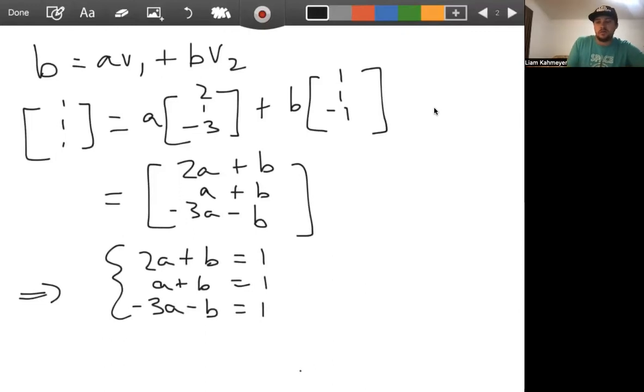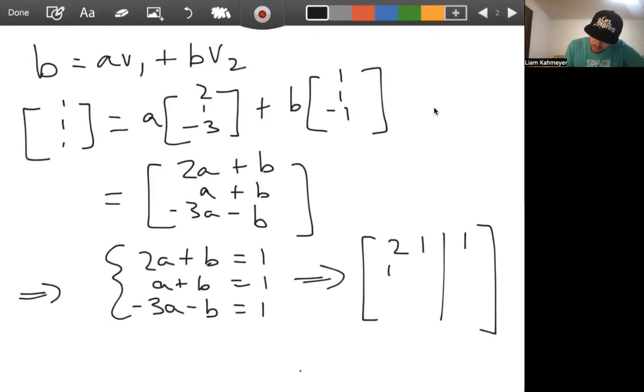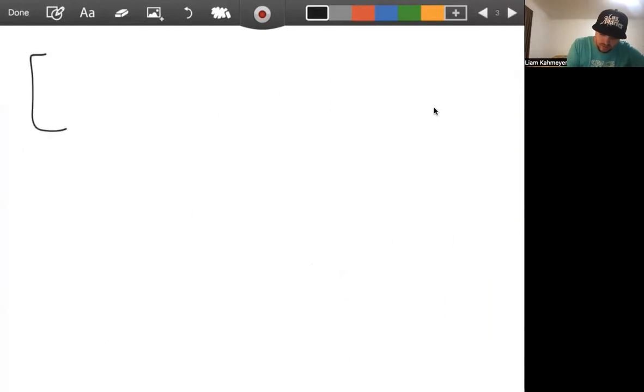How do we solve this system, right? We solve this system by setting up an augmented matrix that represents the system, which is 2, 1, 1, 1, 1, 1, and then negative 3, negative 1, 1. Before we start, I'm going to flip row 1 and row 2 here. So let's exchange row 2 for row 1. It'll make the computation a little bit easier, right? So this is 1, 1, 1. And then we have 2, 1, 1, and -3, -1, 1.